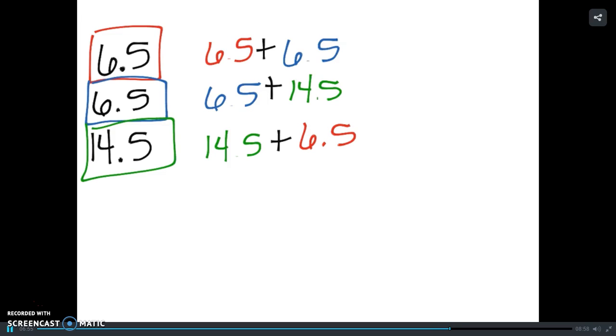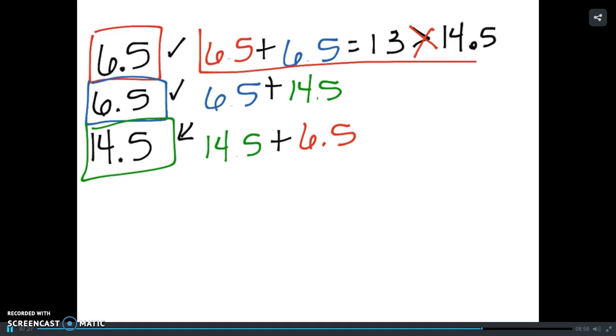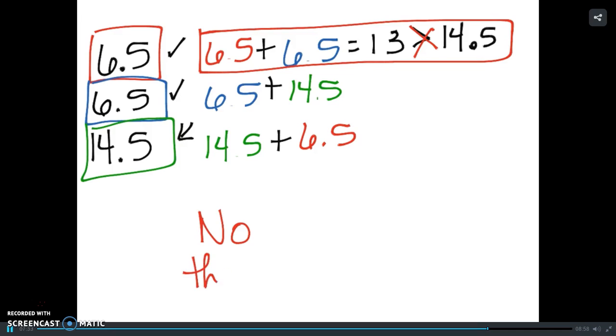Okay, so when we do 6.5 plus 6.5, we get 13. Okay, and that was this side and this side, right? So 6.5 and 6.5 is 13. That means we want to know, is it bigger than this side? Is 13 bigger than 14.5? Okay, and the answer is no, it is not bigger than 14.5. Okay, and so at this point, you would just be able to stop and say, no, these do not form a triangle.